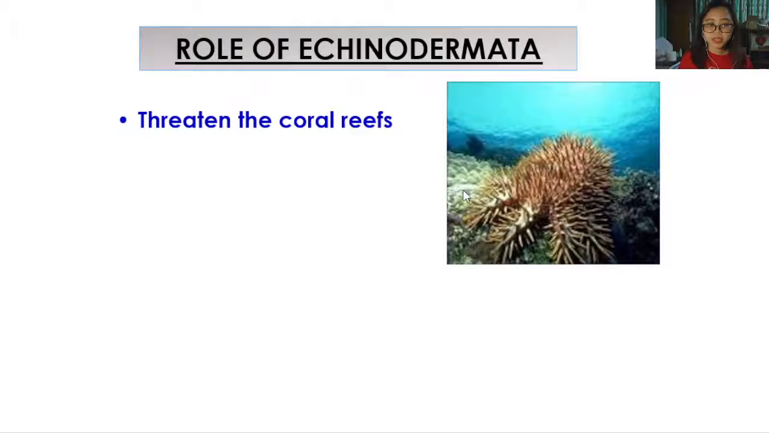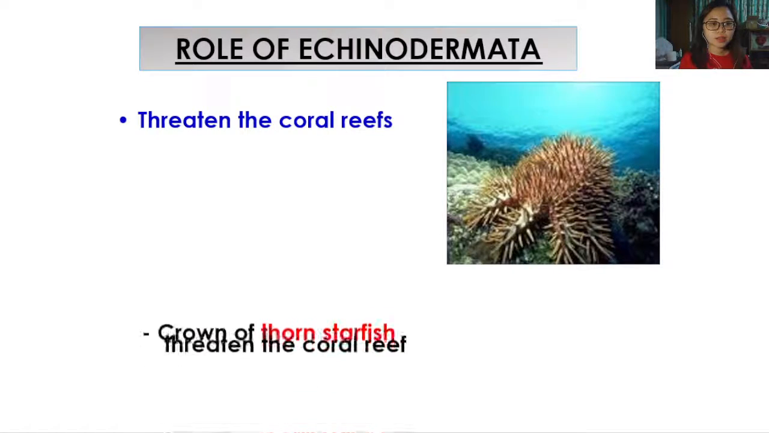Echinoderms are simple yet complicated, and they do play a large role in the environment. So one of their roles, or one of the things that we find is really significant about echinoderms, is that they pose a threat to the coral reefs. So dia jadi sebagai salah satu ancaman kepada coral reef kita.